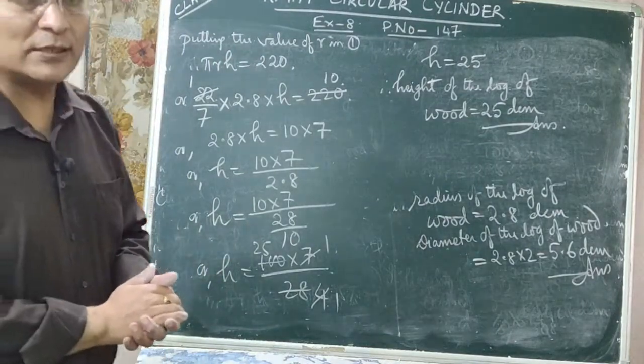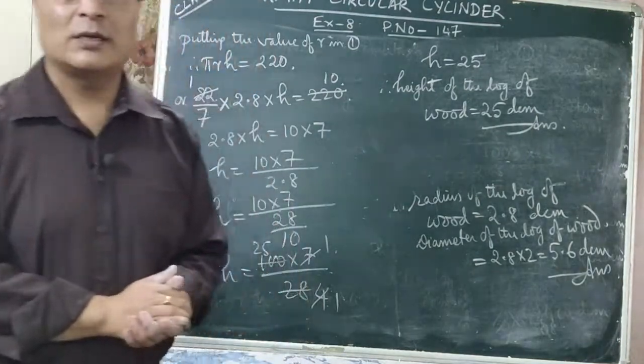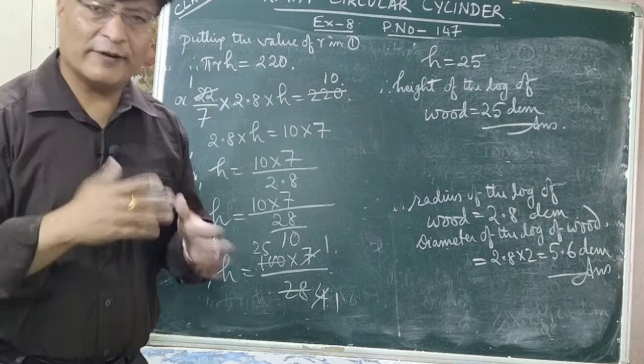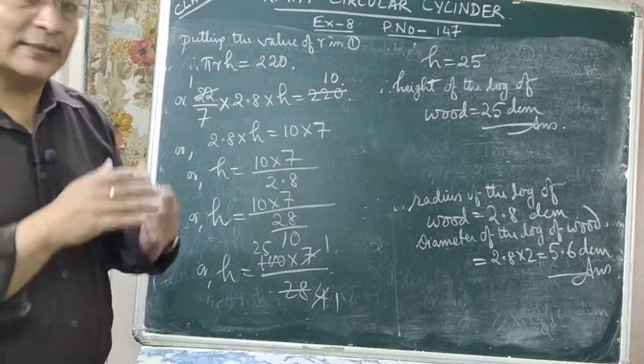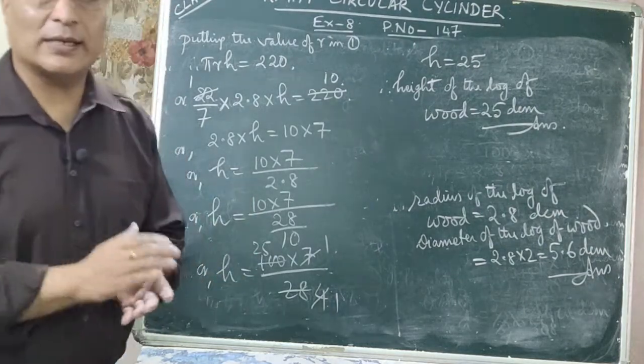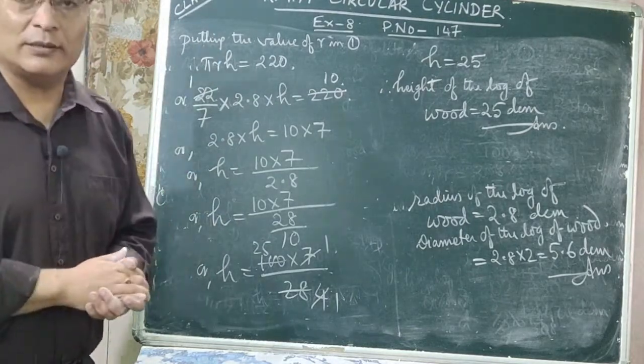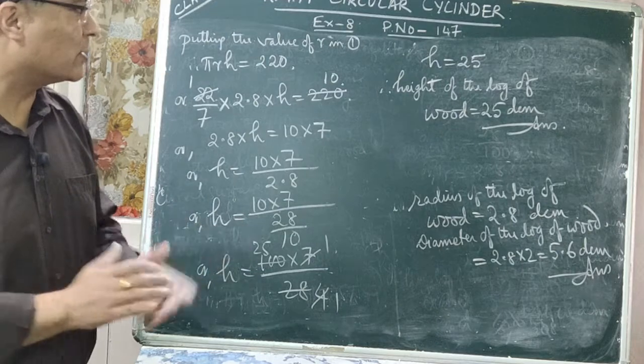So today we did 6 problems from the book Ganit Prakash for class 10 by West Bengal Board of Secondary Education. So you revise all the problems that we did today. That is your homework. So in the next online class we will do more problems on this chapter, that is your right circular cylinder. So this much is for today.